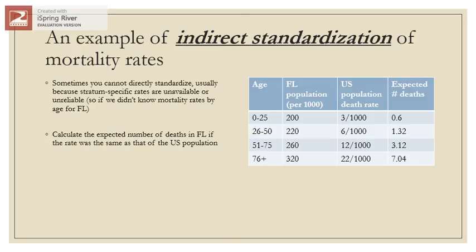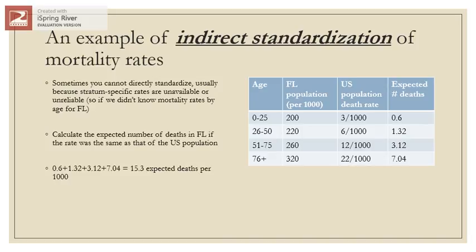So this is the population of Florida per 1,000. So 200, 220, 260, 320. Or you could present these in decimal form too. 20% of the population, 22%, 26%, 32%. So the largest group is the oldest group in Florida. And this is the death rate per age category in the U.S. Remember, we don't know the death rate for 0 to 25-year-olds in Florida.